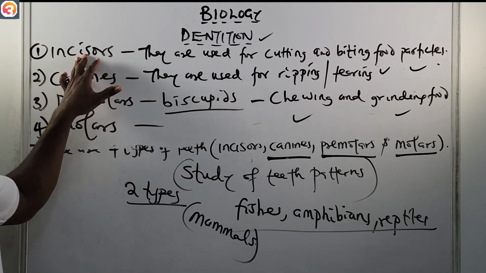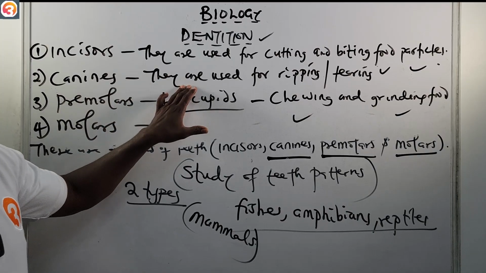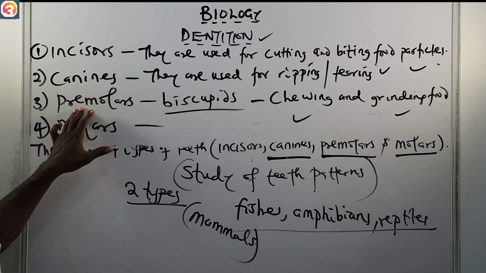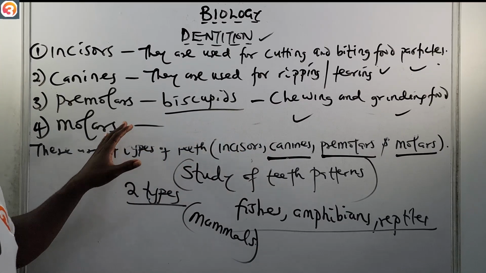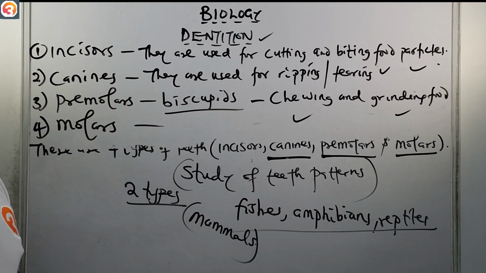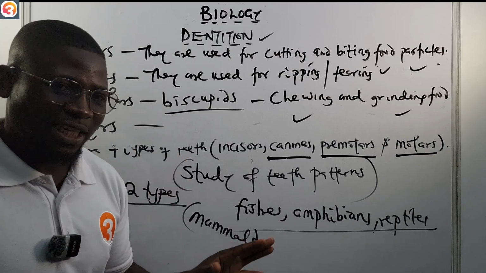Number 1, the incisors, which are used for cutting and biting food particles. The canines, which are used for ripping and tearing food particles. The premolars, called the bicuspids, which are used for chewing and grinding food. And the molars, used for chewing and grinding food. So these are the 4 types of teeth that we have.